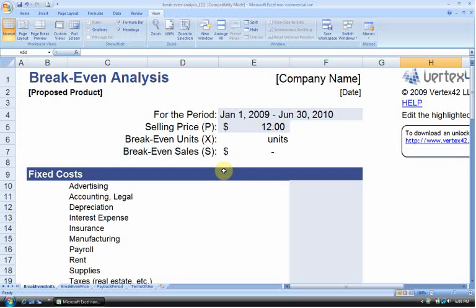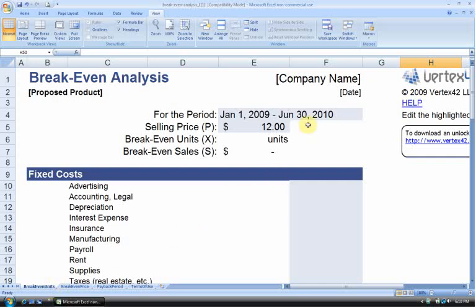This spreadsheet was created by Dr. Vitver at Vertex42.com. Vertex42 is a wonderful online resource featuring dozens of different spreadsheets, many of which are available for free, and some of which are available for a paid download. I highly recommend you check them out. Let's get started with this break-even units spreadsheet.